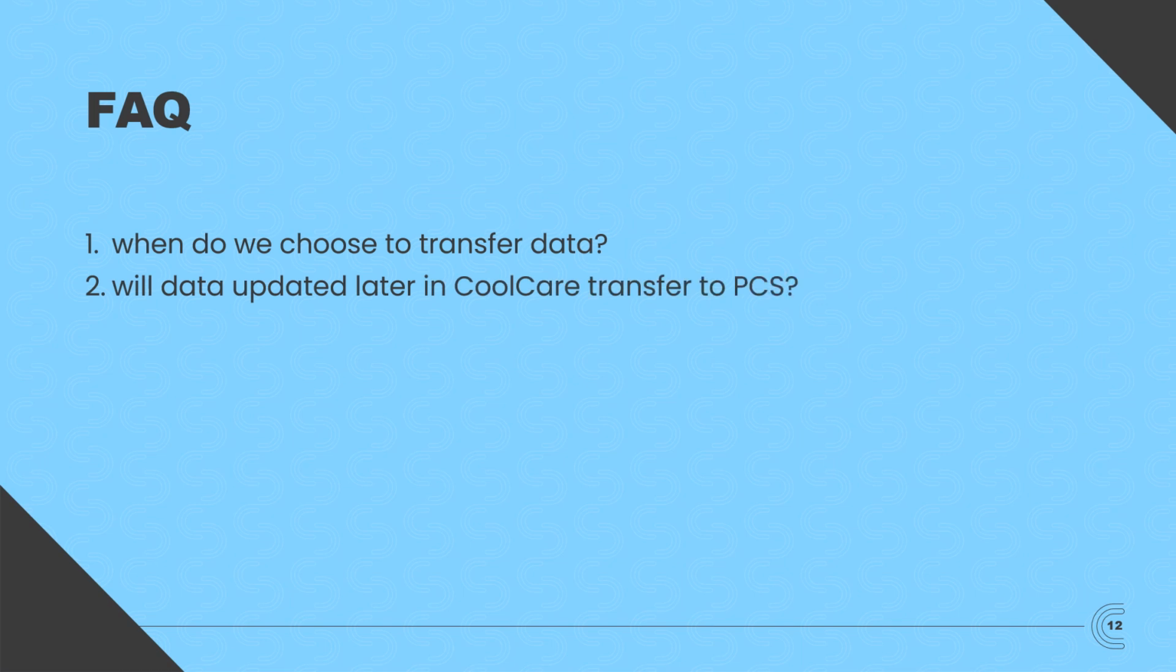Will data updated in CoolCare transfer to PCS at a later date? No. This is a one-time transfer from CoolCare to PCS. Again, logically, if we remember the information that we're transferring over, it's very unlikely to change. Names, dates of birth, NI numbers, they're all fixed in stone in perpetuity, and therefore you wouldn't normally change them. So it's a one-time transfer, and it does not update at a later point in time.